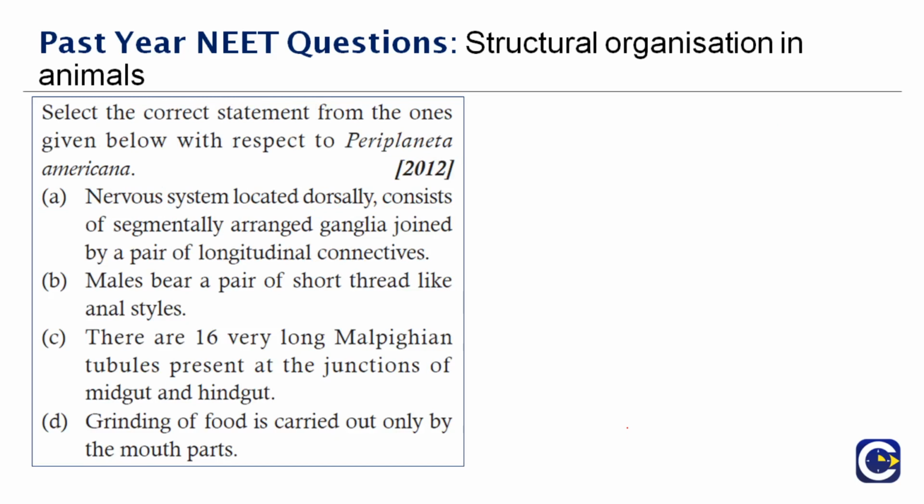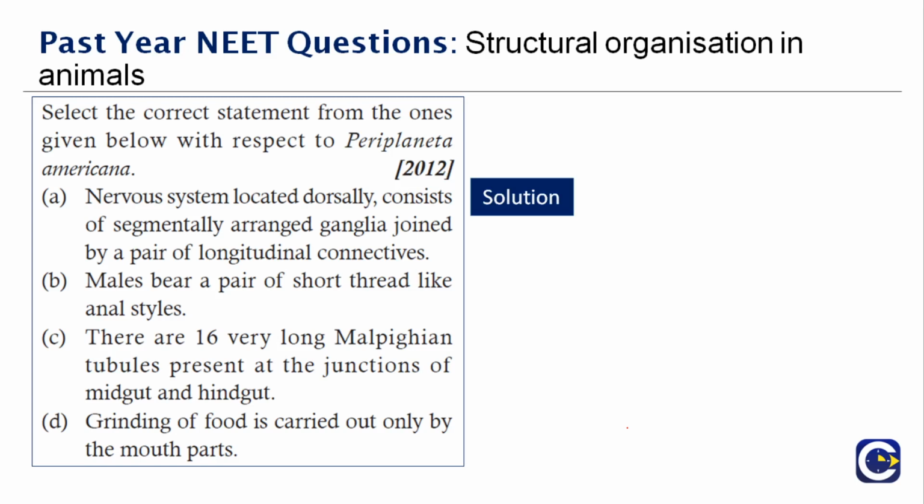Select the correct statement from the ones given below with respect to the Periplaneta americana. Now, when we talk about Periplaneta americana, I was explaining that it was a frog. No, it is not actually a frog. I just got confused. It is actually the cockroach that we are talking about. Periplaneta americana is the scientific name of the cockroach. Don't get confused, because sometimes you tend to get confused. That happens, but that's okay. But here you have to remember that Periplaneta americana is the scientific name of a cockroach.